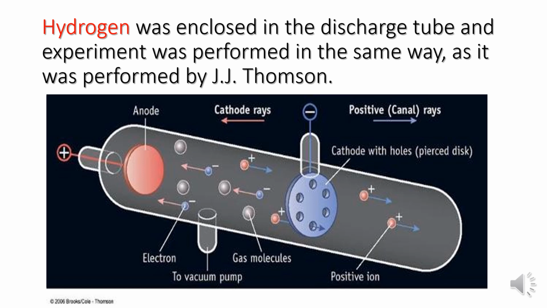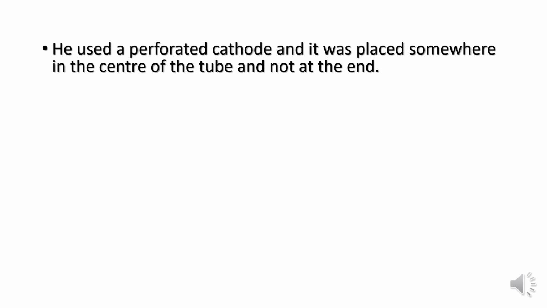So Eugene Goldstein did the same experiment which was done by J.J. Thomson, but with a little change in his discharge tube, and he took hydrogen gas, but J.J. Thomson took normal air and started reducing the atmospheric pressure inside it. Goldstein took hydrogen gas, enclosed in the discharge tube. It was a perforated cathode, placed near the center of the tube, as I told you, and not at the end.